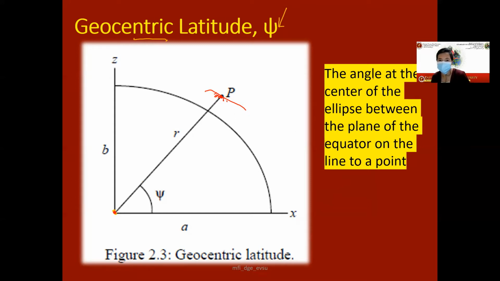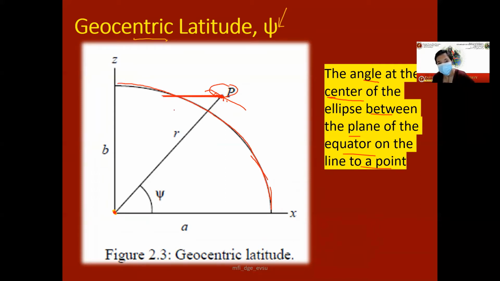So from the definition, this is the angle at the center of the ellipse. So this one here is a portion of the ellipse. So for the ellipse, we just take the quarter of the ellipse between the plane of the equator and the line to a point. So let's say this is now our ellipse. So this is the ellipse. And then we have here a portion on the surface of the earth, which is point P.